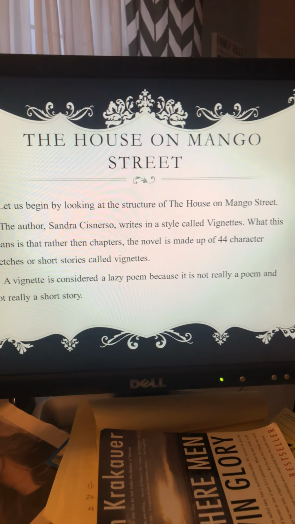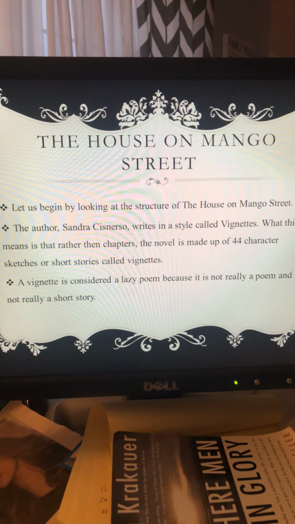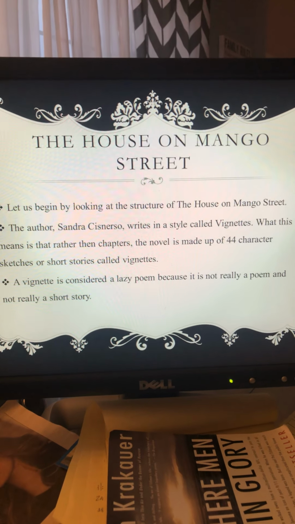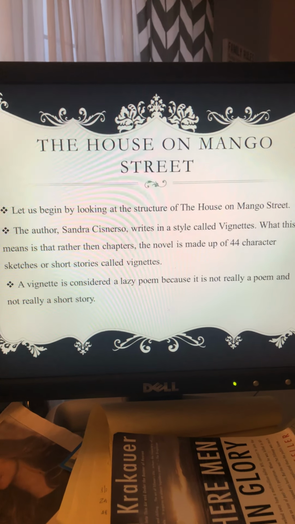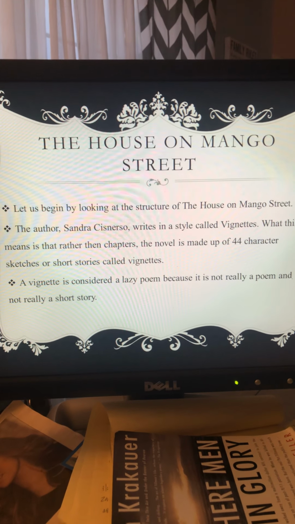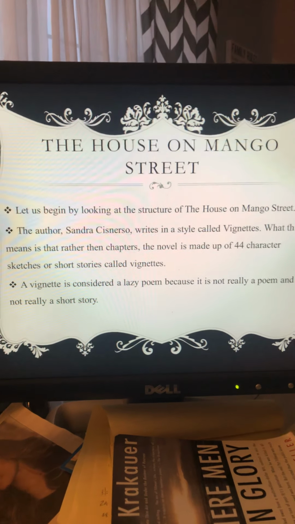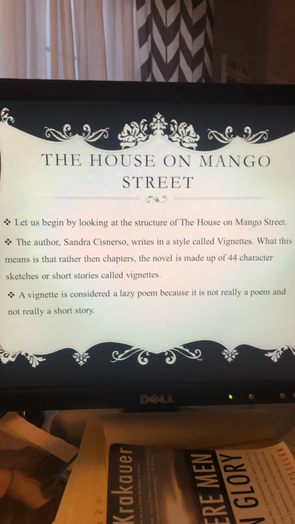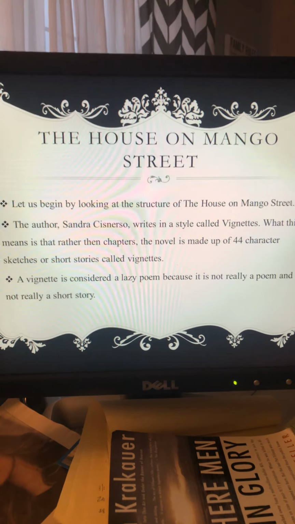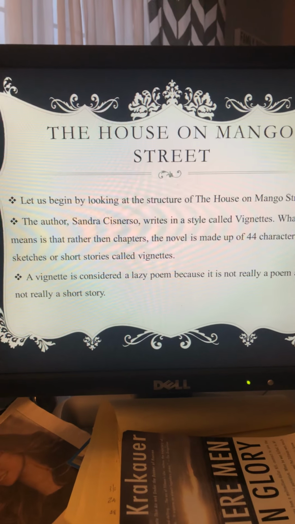Let's take a look at the structure of The House on Mango Street. First, the author, Sandra Cisneros, writes in a style called vignettes. What this means is that rather than chapters, the novel is made up of 44 character sketches or short stories called vignettes. Now you might be saying, what is a vignette? Let me explain. A vignette is considered a lazy poem because it's not really a poem and it's not really a short story.